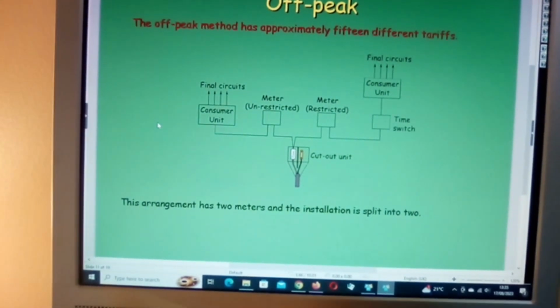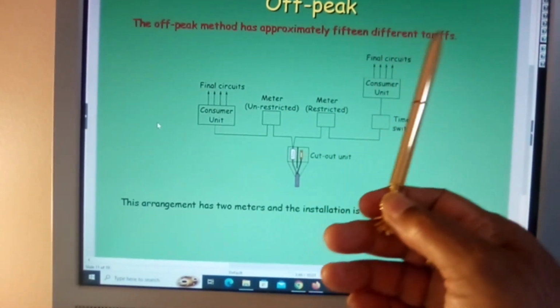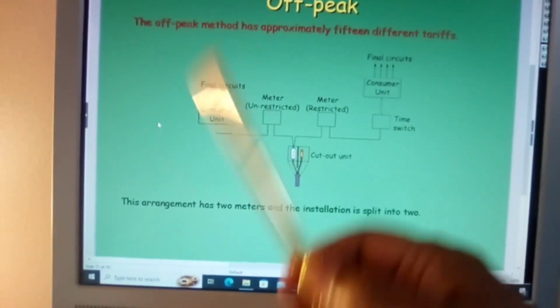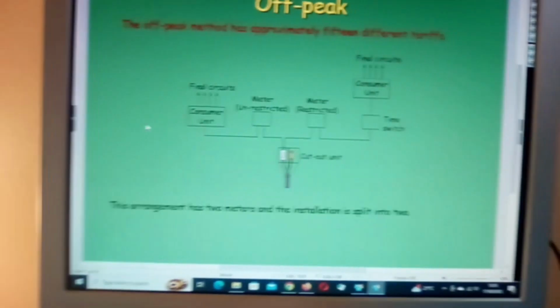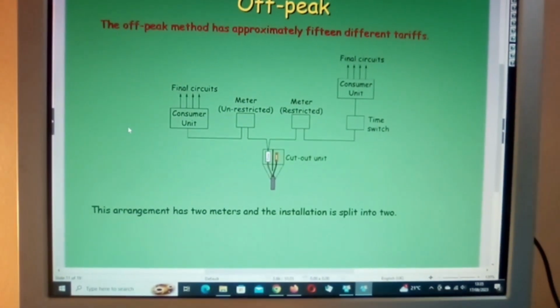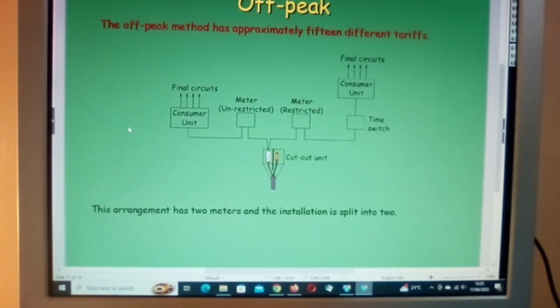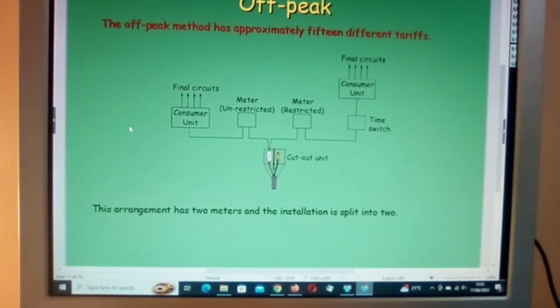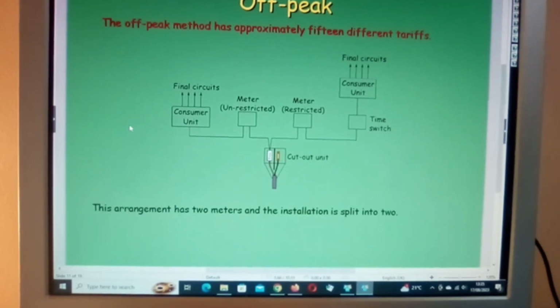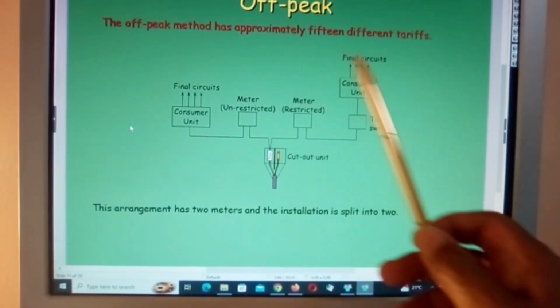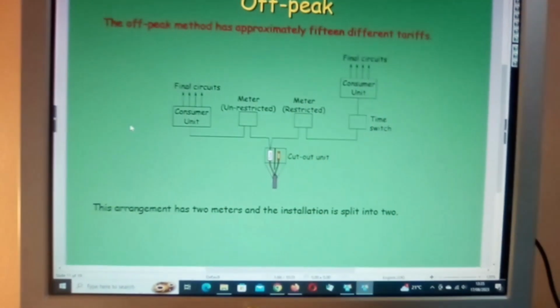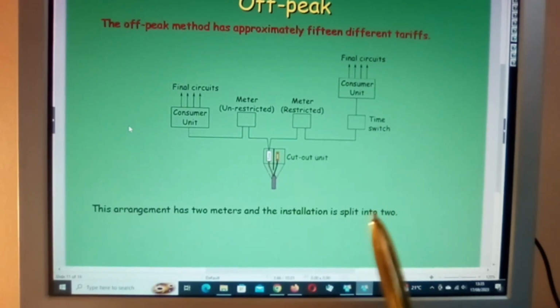Now the off-peak method has approximately 15 different tariffs, but these tariffs may have since changed. In 2023, the price of energy skyrocketed to an all-time high. So be aware that some of these may no longer exist as such, but it's always good to know what we had before and what we may have lost.